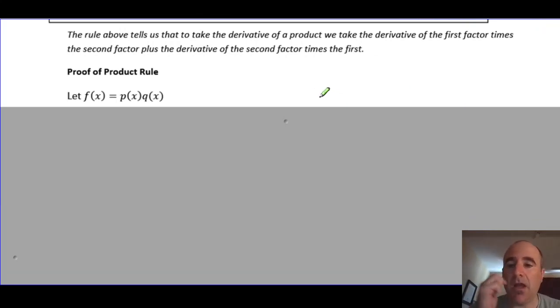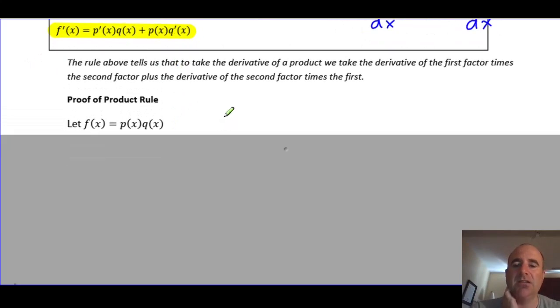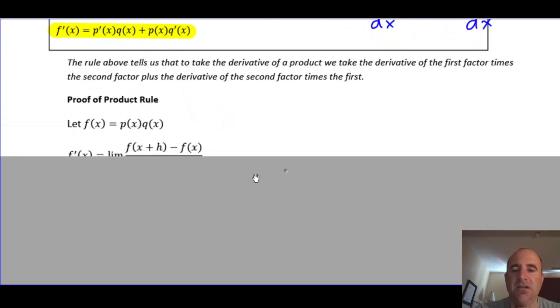We will quickly outline the proof of the product rule. Let f of x equal p of x times q of x, and our goal is to show that this is true right here. It's not obvious how to do this proof, but none of the steps are super complicated.